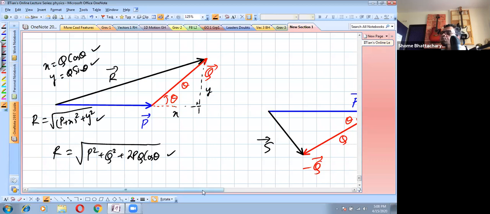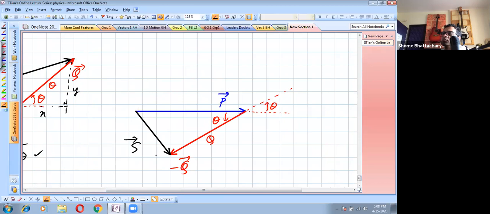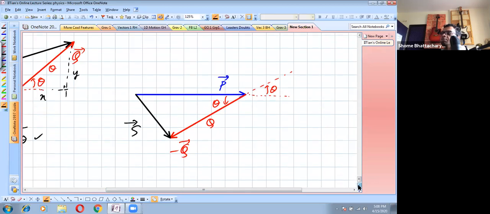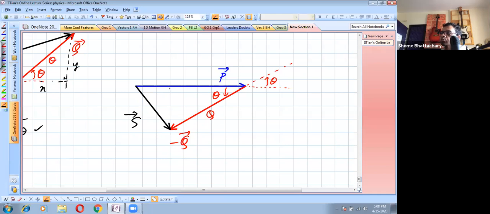This was the process that we used to derive this formula. Now we are going to use a very similar process to derive the formula for S. Now the resultant of P and minus Q, what is its value? We are going to derive it by using a very similar process. So first step is we'll drop a perpendicular here.